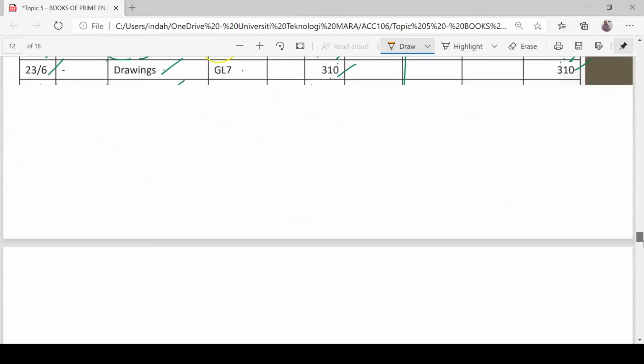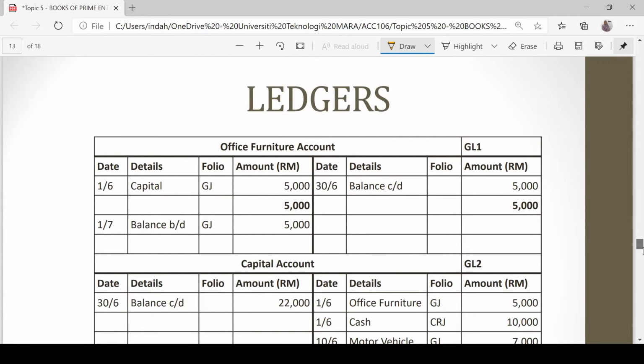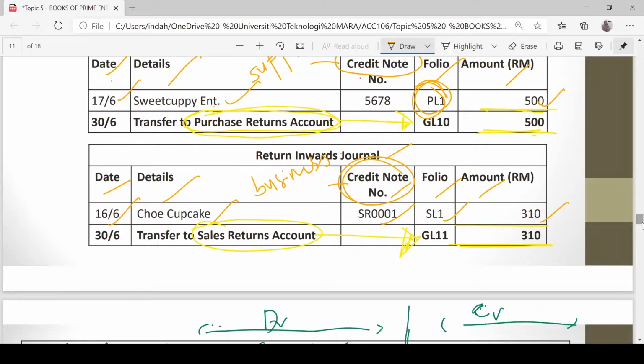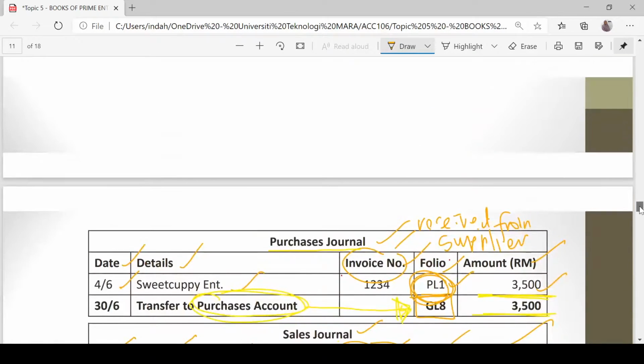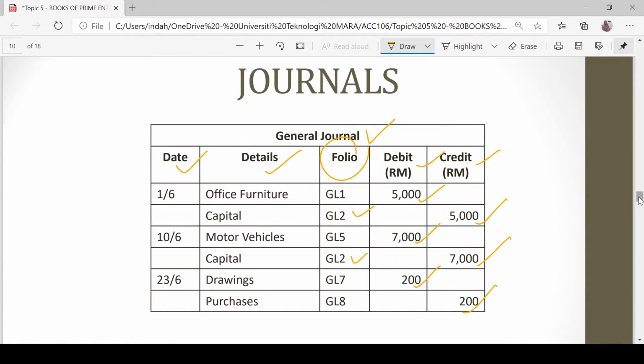Alright, that's it. Next process is to post to the ledger. So you are now familiar with the ledger, and it will be easy if it is from the general journal, because you have understood the process already. So when you debit office furniture, it means you are going to prepare an account called office furniture, and then you put 5,000 on the debit side of office furniture.